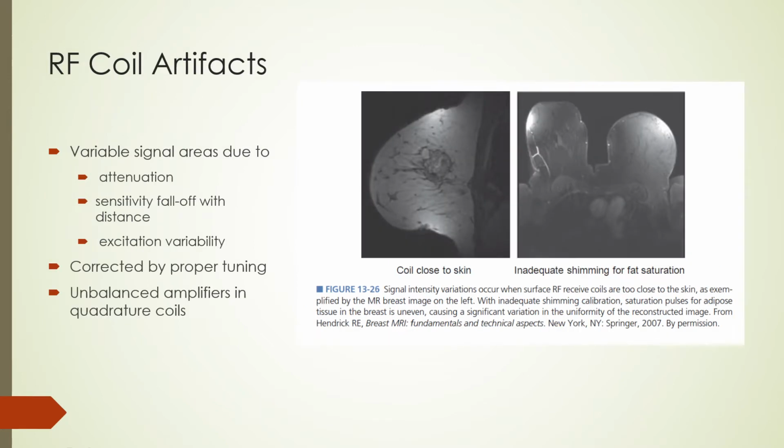RF coils can produce variations in uniformity across the image because of attenuation of the RF signal, sensitivity fall-off with distance, and excitation variability. These are corrected by proper tuning of the RF coils before the image is acquired. These images show areas of intensity due to the surface coil being close to the skin. Another source of RF coil artifacts is the quadrature coils. Quadrature coils are used to collect signals from orthogonal views simultaneously. This speeds up acquisition and improves signal-to-noise ratio. But if the amplifiers used for the coils are unbalanced, diagonal ghosting of the image can occur.